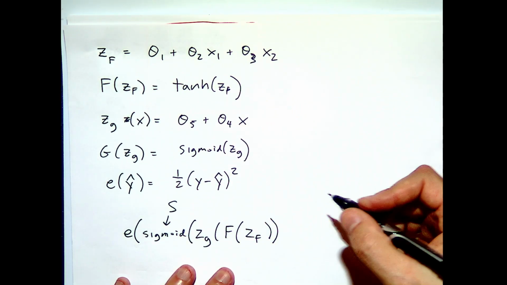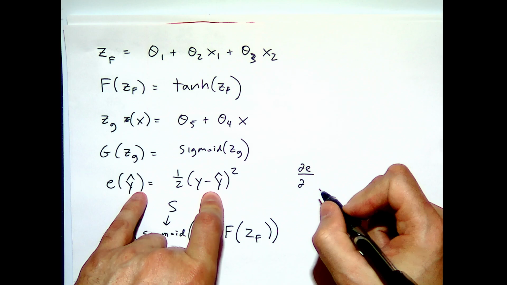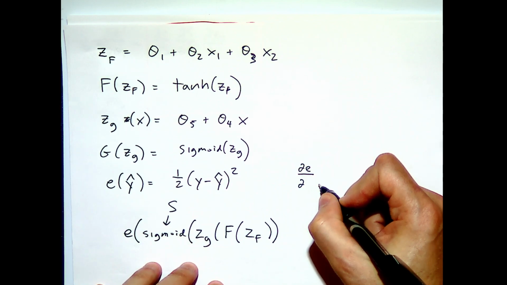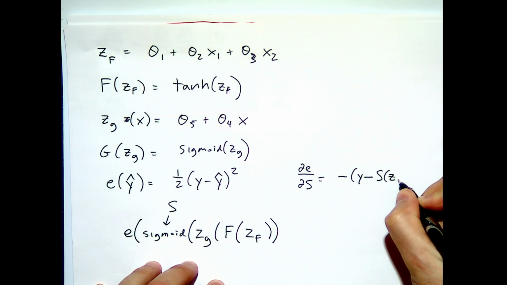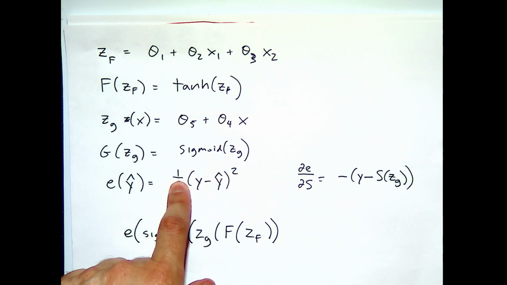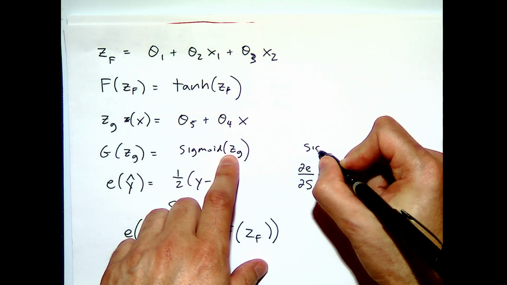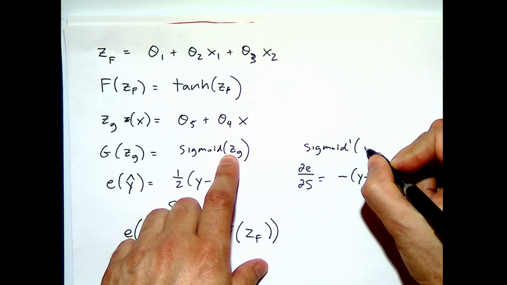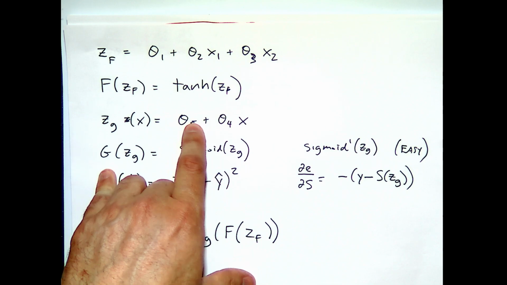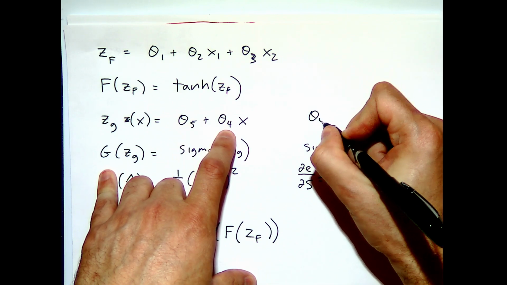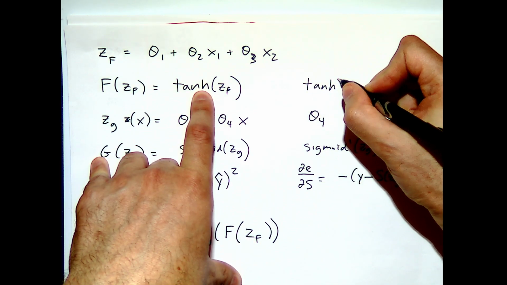So for example, the derivative of E with respect to what comes into it, this y hat, is basically minus y minus s of whatever comes in, right? This is the derivative of this. The derivative of the sigmoid is just going to be whatever we call sigmoid prime. This is something that's easy to compute. The derivative of this with respect to its input is just theta 4. The derivative of this with respect to its input is whatever the derivative of this is.